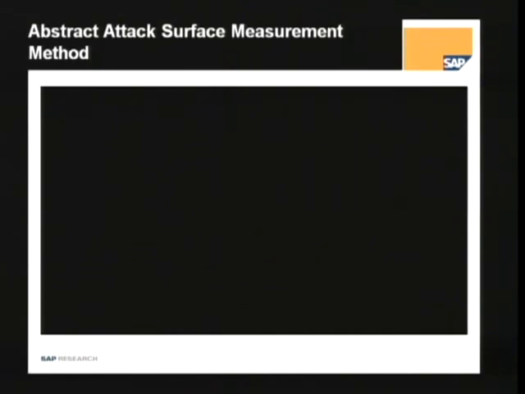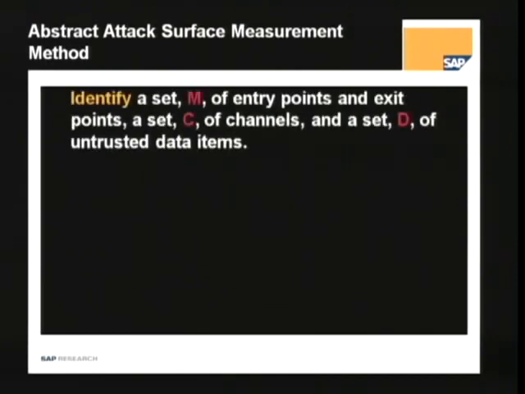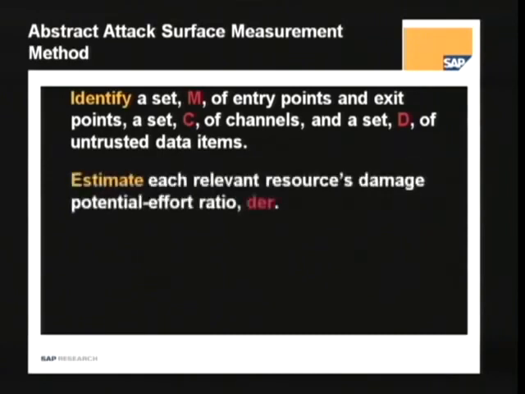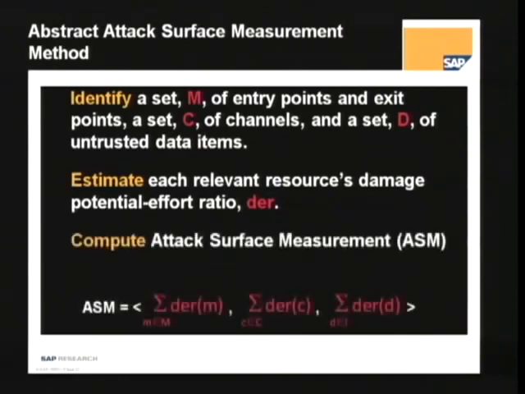Okay, so let me now introduce the abstract attack surface measurement method. What we do is we first identify the set of the methods, entry and exit points, channels, and untrusted data items. So M, C, and D represent these things respectively. And we estimate each relevant resource's damage potential effort ratio. And then compute the attack surface measurement.